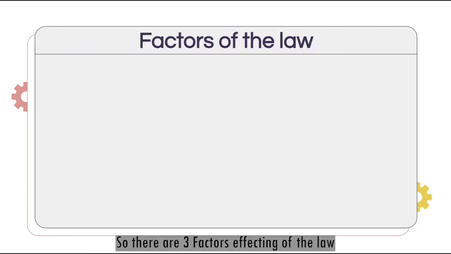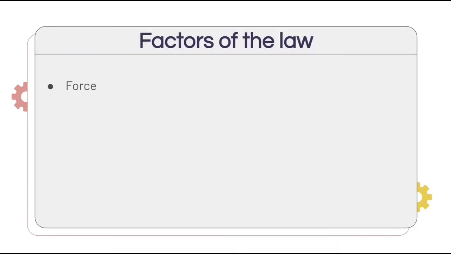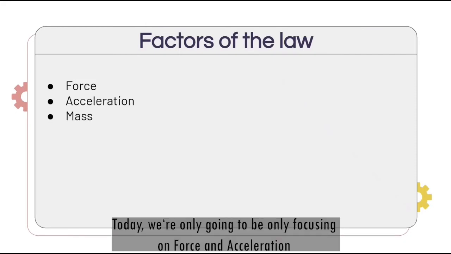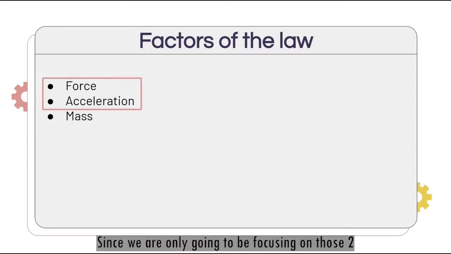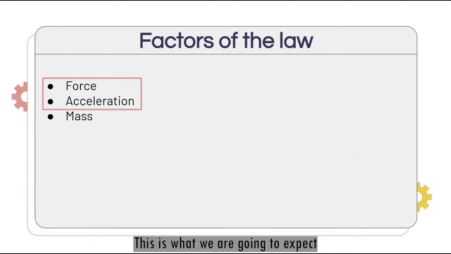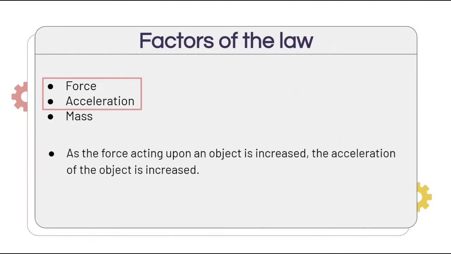So there are three factors affecting the law. Firstly is force, acceleration, and mass. Today, we're only going to be focusing on force and acceleration. Since we're only going to be focusing on those two, this is what we're going to expect. As the force acting upon the object is increased, the acceleration of the object is also increased.